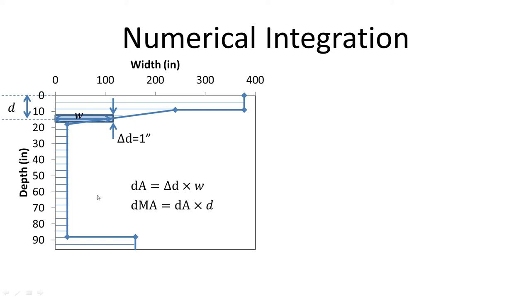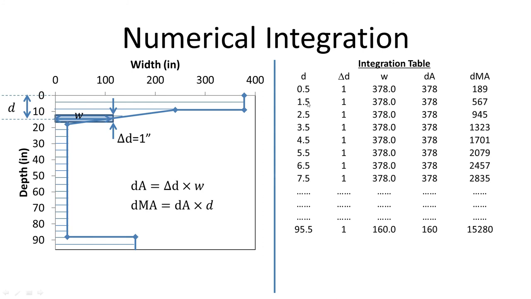So once you know the area of the strip, the moment of area of the strip is simply the area of the strip multiplied by its distance from the top, and that will give you the moment of area of the strip with respect to top. In this way, you can find out the area and moment of area of all the strips, and that can be done in a tabular form.